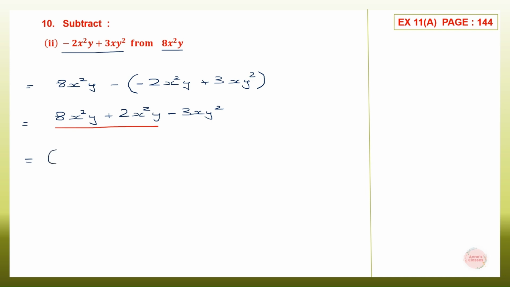So this will be 8 plus 2 x square y, and the other term remains as it is, xy square. So 8 plus 2 is 10. 10x square y minus 3xy square. So this is our answer.